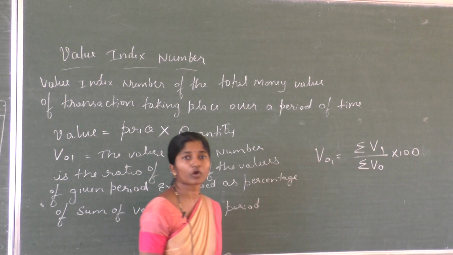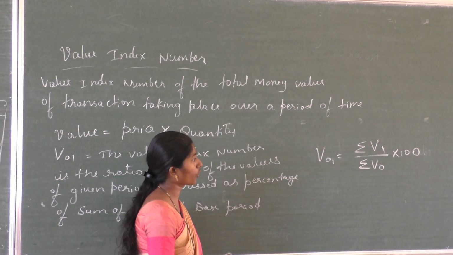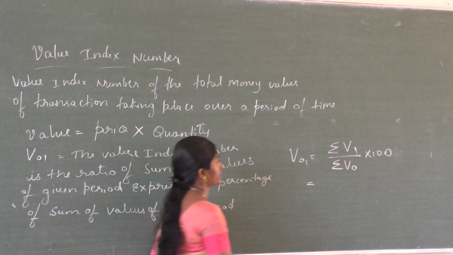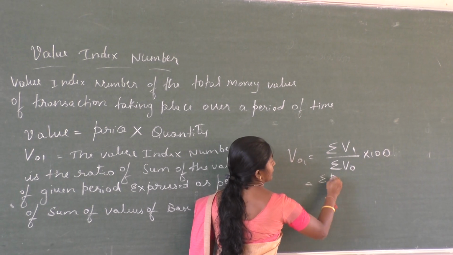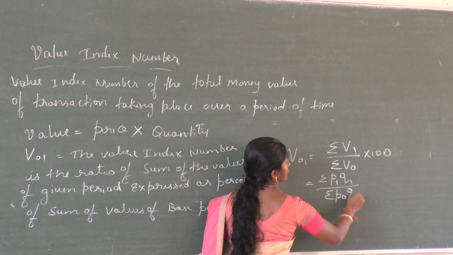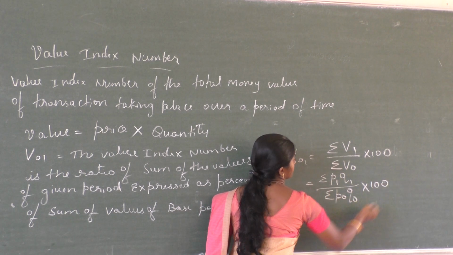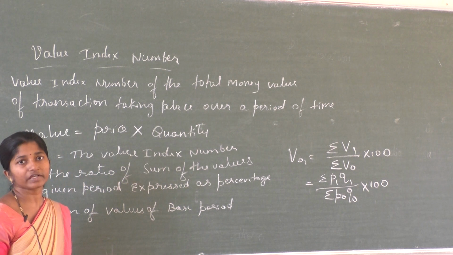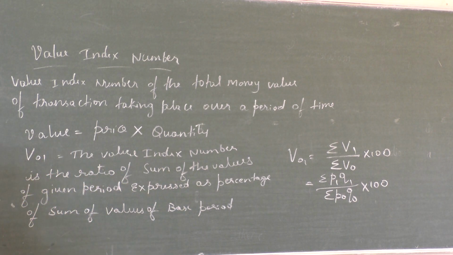This is the formula of the value index number, or we can also write it by taking price and quantity: P1 Q1 divided by P0 Q0 into 100. So these are the two formulas you have to write while calculating the value index number. Next we will go for one problem.